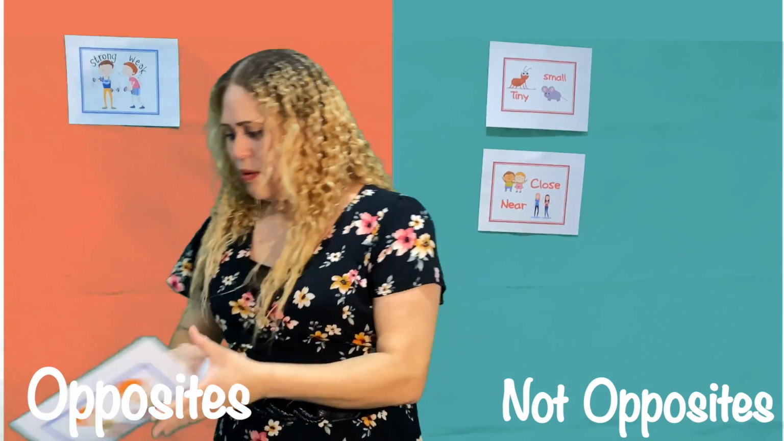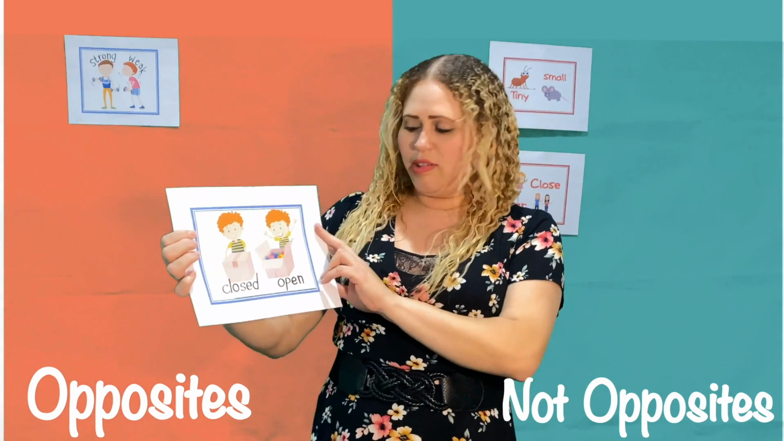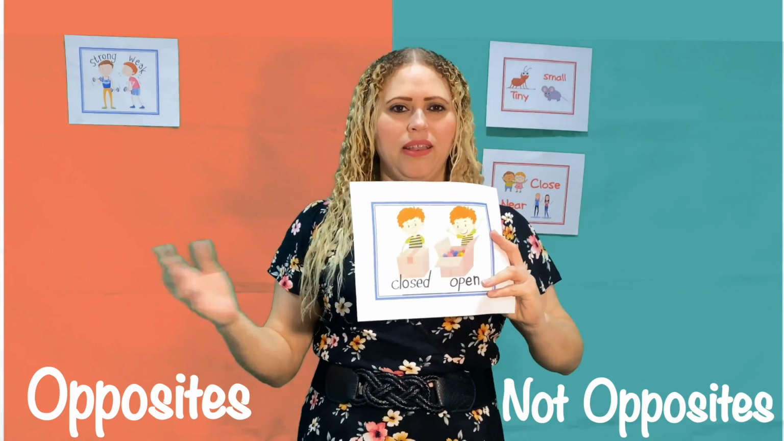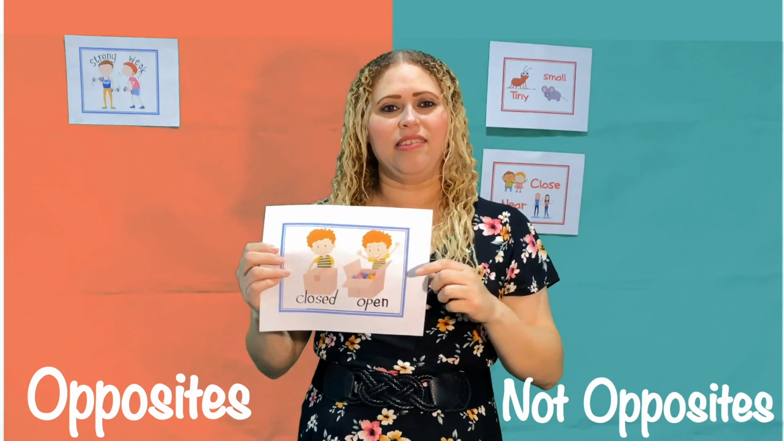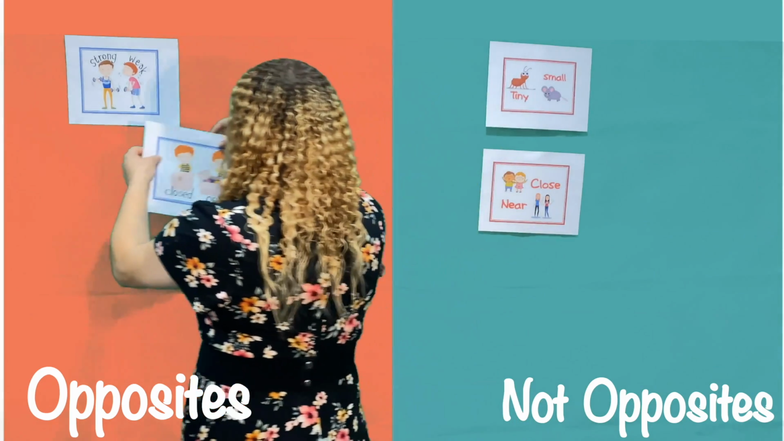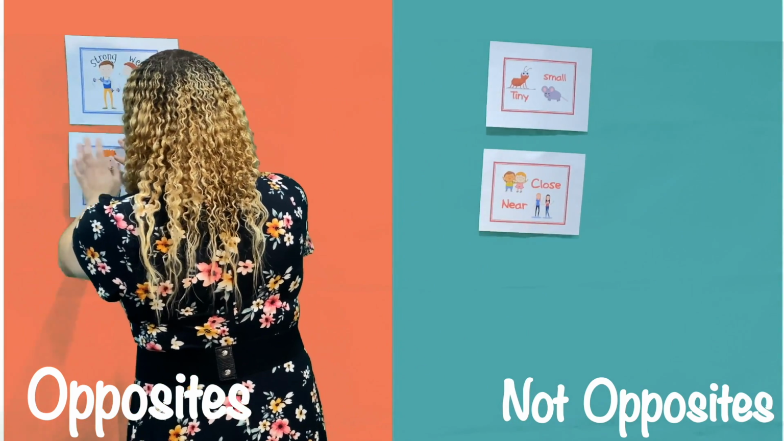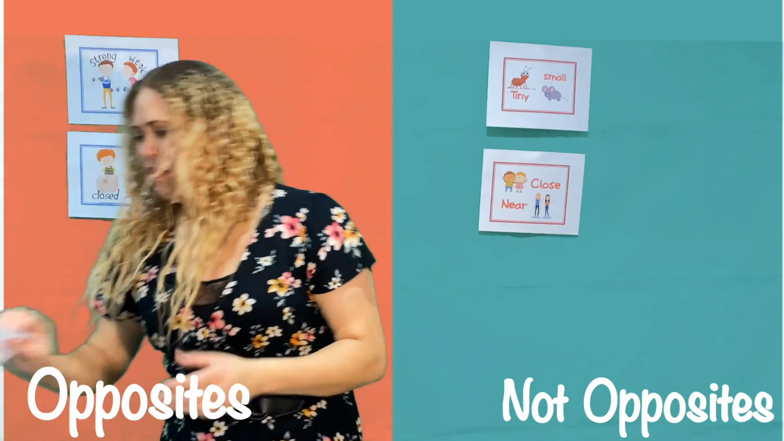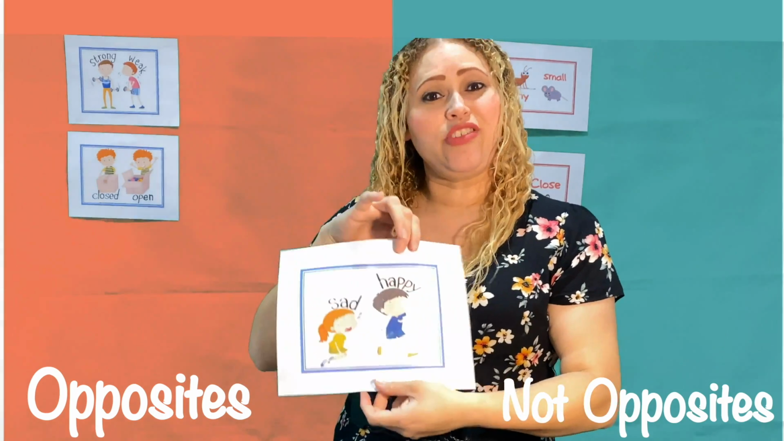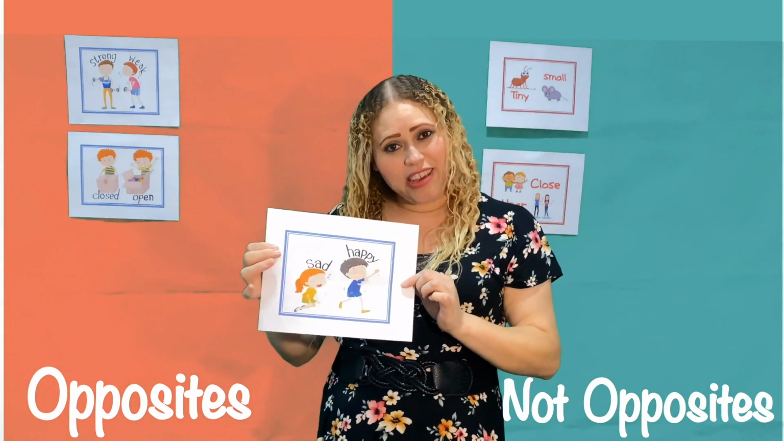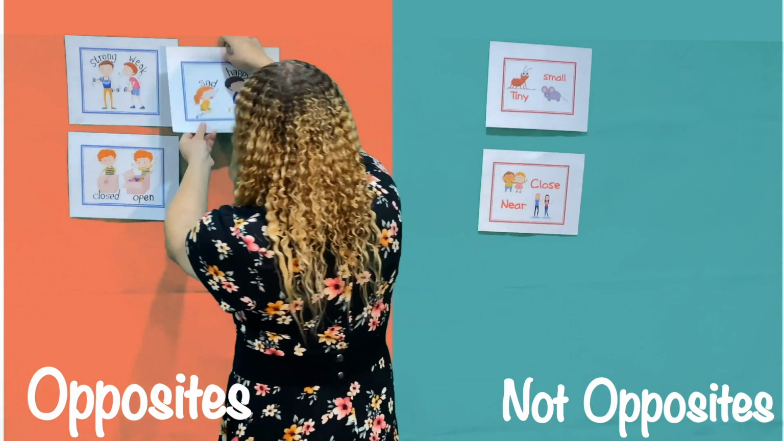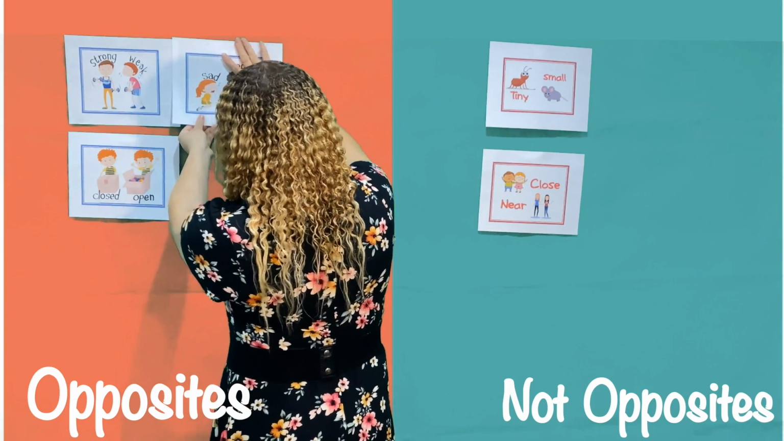Here's our next example. This one is closed and open. A box that we close and a box that we open. Those are two completely different things. Since they are different, they go in the opposites column. So we're going to place that right here for opposites. Our next example, sad and happy. These two are also different. Since they are different, they go in, you guessed it, the opposite side. So I'm also going to place it in the opposites.